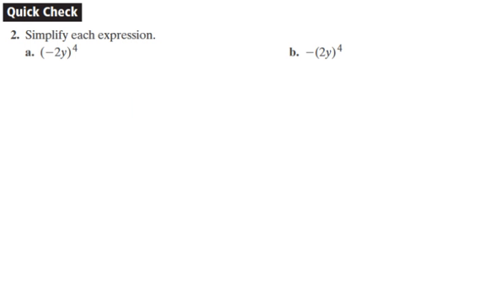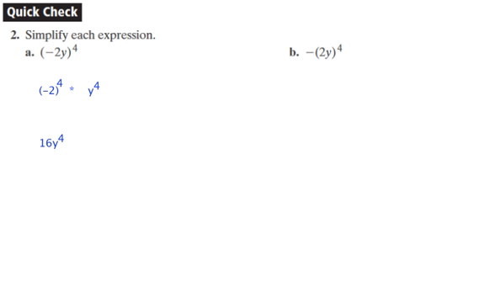For 2a, the quantity negative 2y to the 4th power, we have to simplify it. Since the negative is inside the parentheses, it will be included when we take the 2 to the 4th power. So we have negative 2 to the 4th power times y to the 4th power. Negative 2 to the 4th power is 16, so we end up with a final answer of 16y to the 4th.